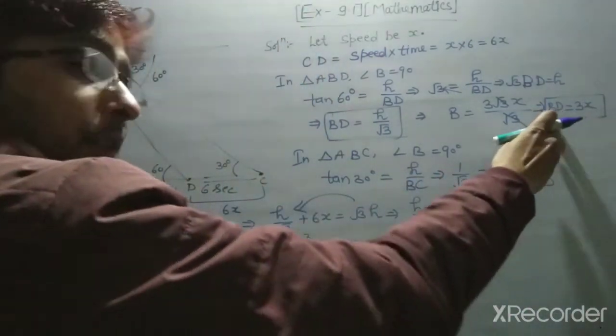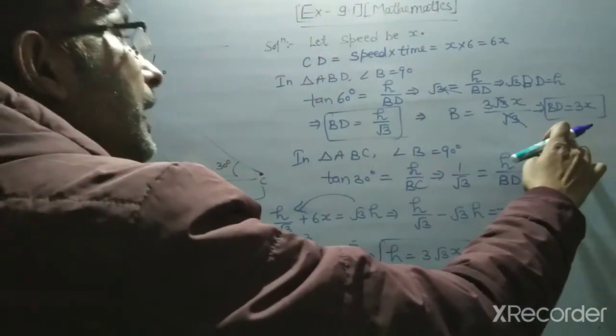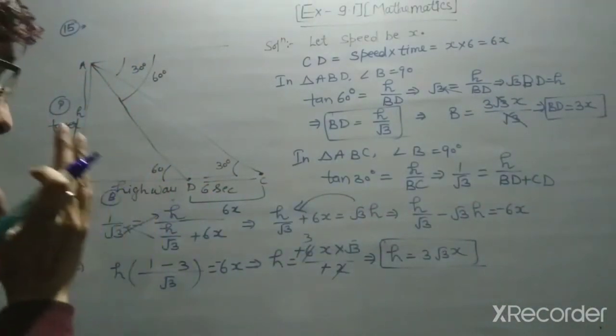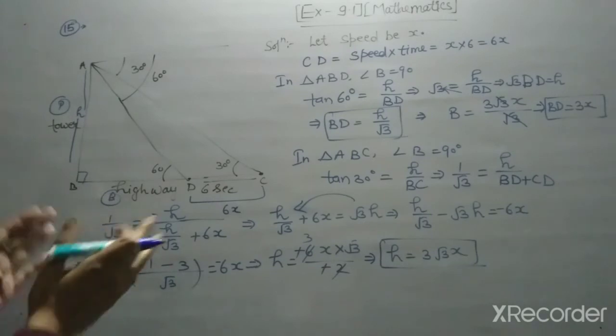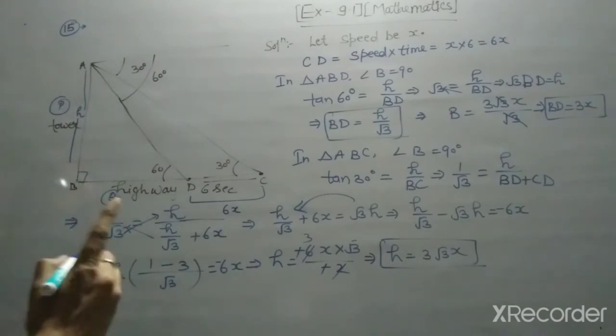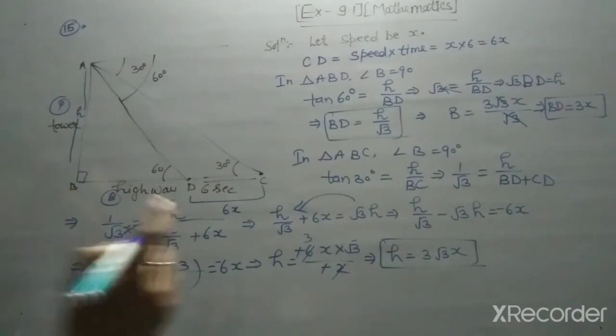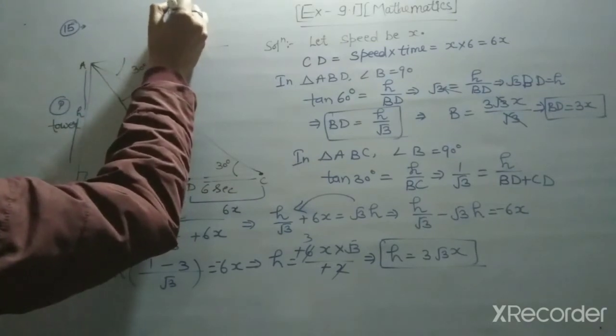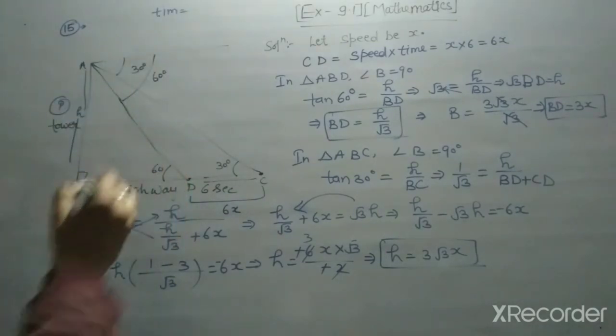This is the final answer of BD, and now we have to find the time. So you have to use the formula of distance. You very well know the formula of distance. So time is equal to what value you have?